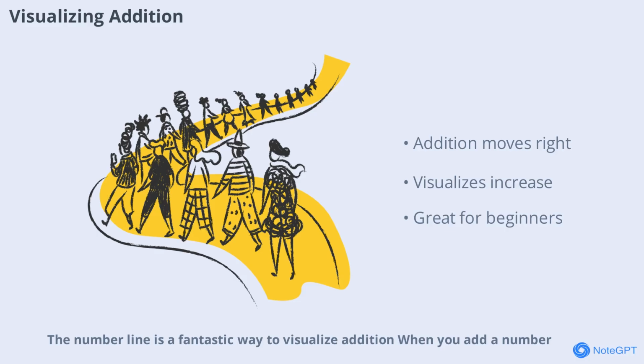The number line is a fantastic way to visualize addition. When you add a number, you move to the right by that many steps. For example, starting at 2 and adding 3 means you move 3 steps to the right, landing on 5. This visual movement helps reinforce the concept of addition as an increase. It's especially helpful for young learners or anyone who prefers to see math in action.